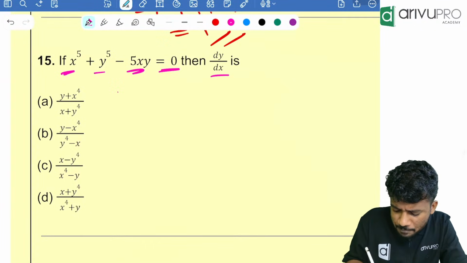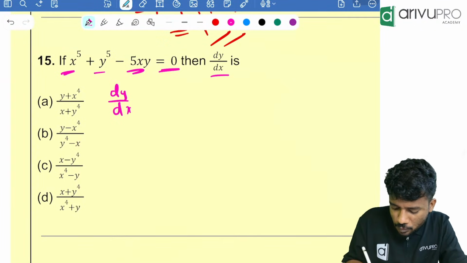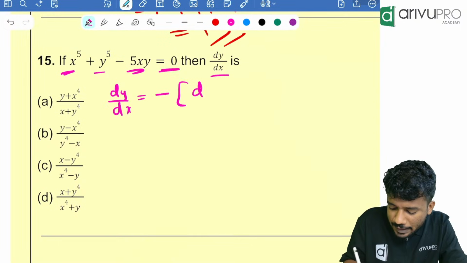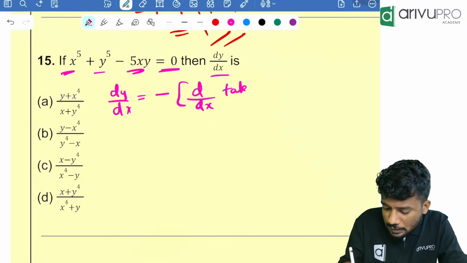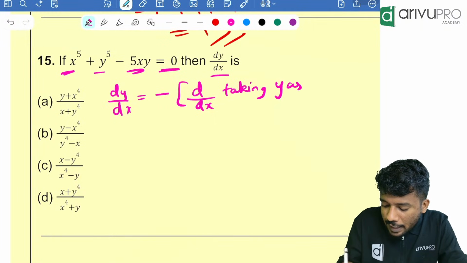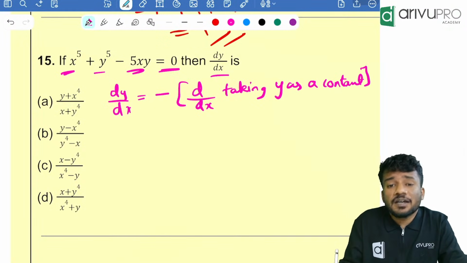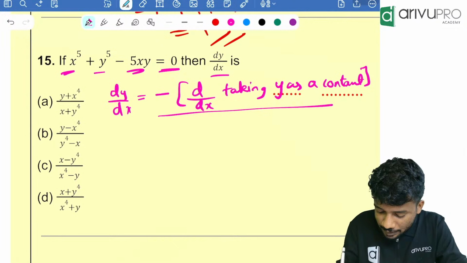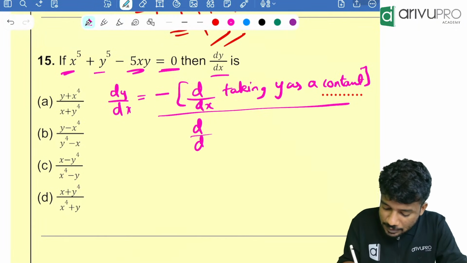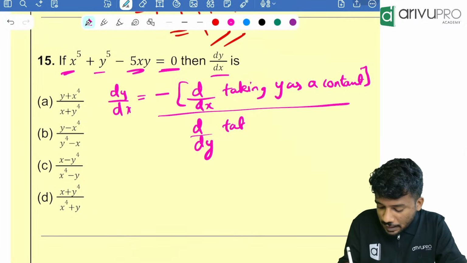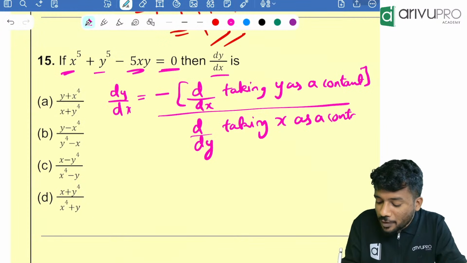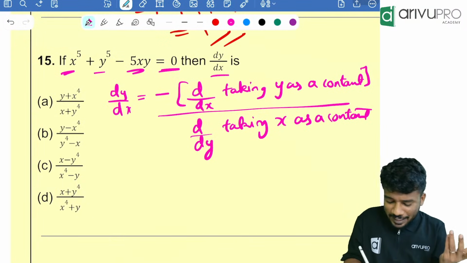So what is the shortcut? Dy by dx is equal to what? Minus of taking derivative with respect to x, taking y as a constant. So wherever y is there, we will treat y like a constant, divided by d by dy. We are taking derivative with respect to y, taking what? Taking x as a constant. So here x will be treated as a constant. So directly you are getting the answer.